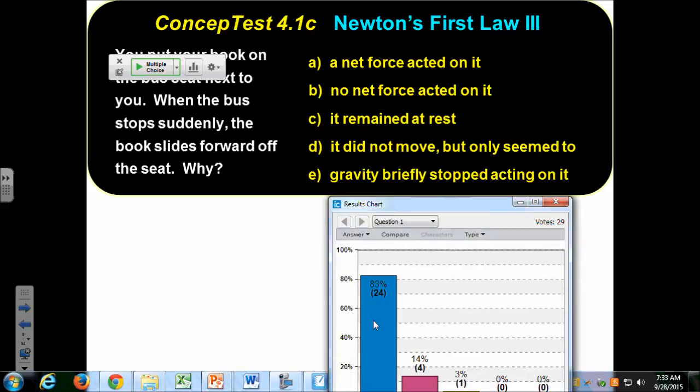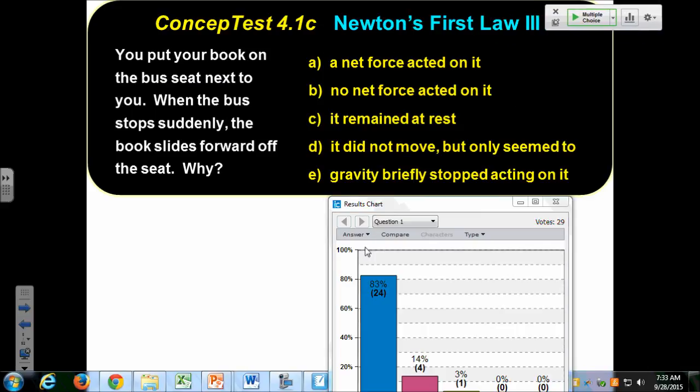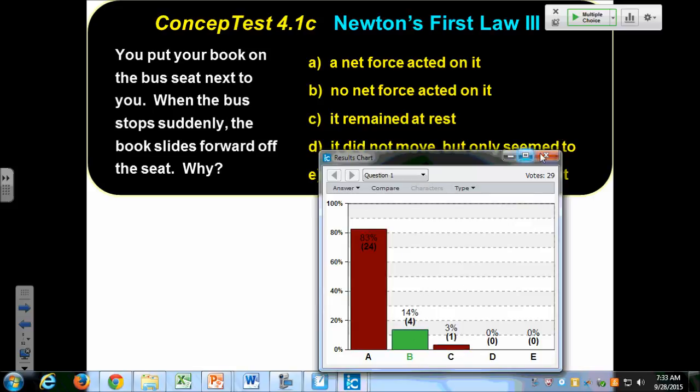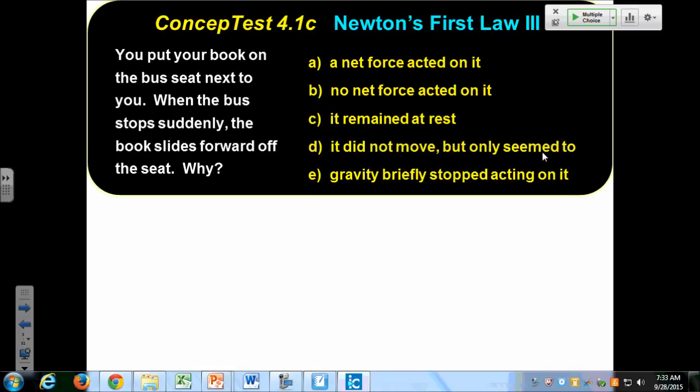Okay, the answer here is no net force acted on it. B is the right answer because I have this book that's on the seat next to me and it's traveling along at a constant velocity, and then all of a sudden it slides off the front of the seat because the bus stops. If a net force had acted on the book, it would have changed its motion. But the fact is it doesn't change its motion. It continues moving in a straight line forward just as it had been moving. And because no force acted upon it, it continued to do that.